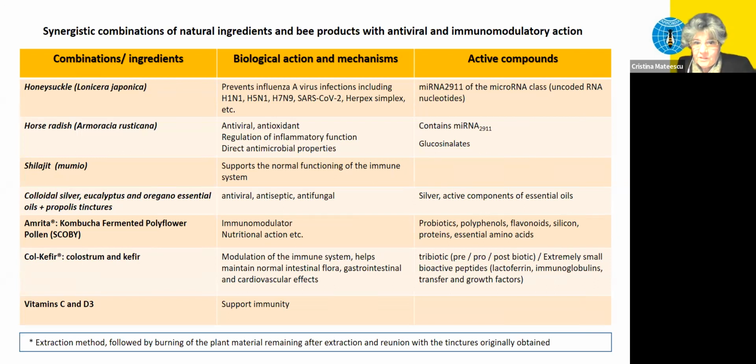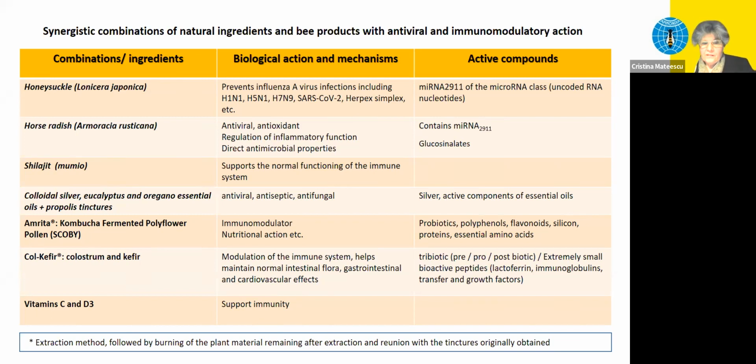A very interesting product with highly nutritional action and a wonderful immunomodulator activity is the product called Amrita, which is a kombucha fermented polyflower pollen with a consortium of bacteria and yeasts. Amrita, the so-called food of God, was also obtained through an international research project by Dr. Moraru and his team. The high content in probiotics, polyphenols, flavonoids, silicon, proteins, and essential amino acids makes it a very rich and important ingredient in products like biotics with different destinations, target organs, but especially very useful in COVID treatment.